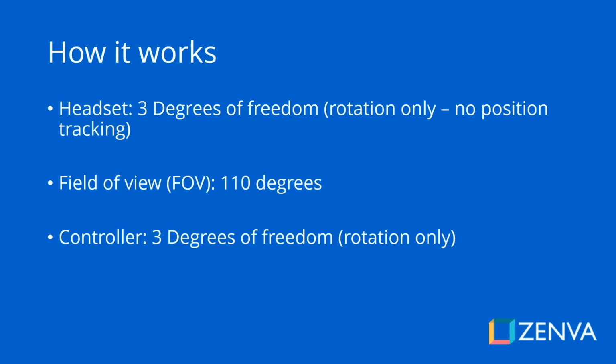Only rotation is tracked. You can see 110 degrees, that is your field of view. And just so that you have an idea, humans see 180 degrees. The rotation of the controller is also tracked, so that is also 3 degrees of freedom. There's no position tracking for the controller either. So think of it as a laser pointer that you are holding with your hand at a fixed distance from your body, and that you just rotate around. So that is one way to look at it.